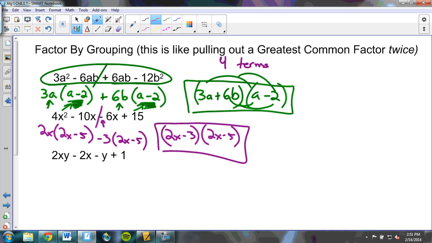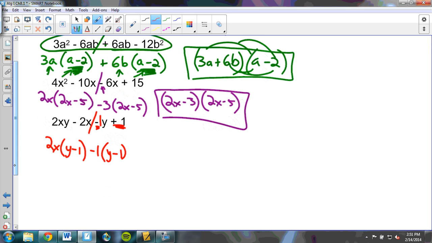Next, I'm going to slash it. I can pull a 2x out of these, and I'm left with y minus 1. These two don't seem to have anything in common. So what I'm going to do is sort of weird, but I'm going to pull out a negative 1, because the leading coefficient here was negative 1. That gives me y minus 1. This sign changes because I pulled out a negative. So it becomes 2x minus 1 times y minus 1.